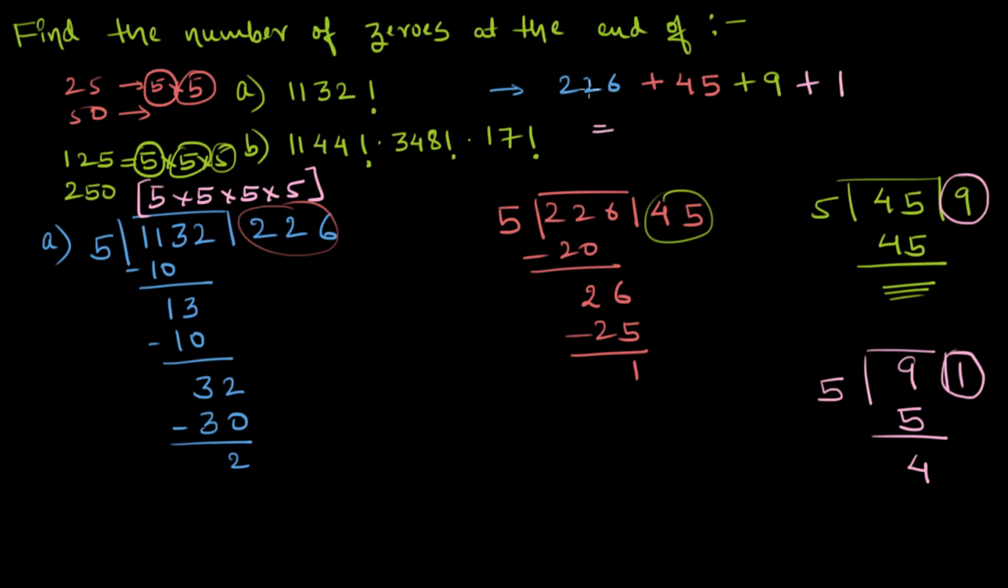So this will give me 226 plus 226 plus 45 plus 9 plus 1. 10 is 55, which gives me 6 plus 5 is 11, 1 carry, 5, 2, 7, 8 and 2, 281. So this factorial here will contain 281 zeros at the end of it.